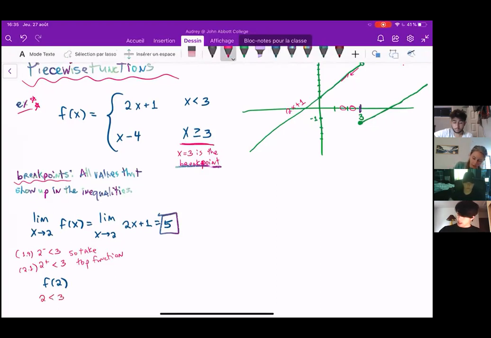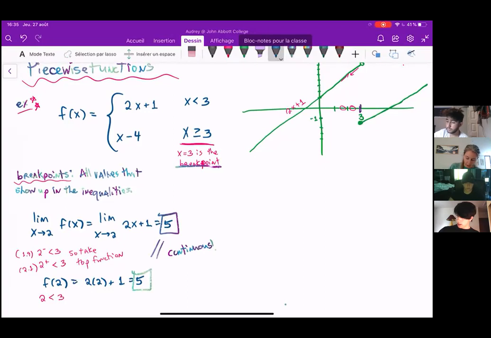2 is less than 3. So this is 2 times 2 plus 1. Do I also get 5? Yeah. Are these two things equal? Yeah. Is this continuous here? Yeah. And if we look at the graph, can we also see that it's continuous there? So I'll just remind you guys, remember we said that continuity occurs when expectation equals reality. In this case, we see our expectation equaling our reality. So this is continuous.